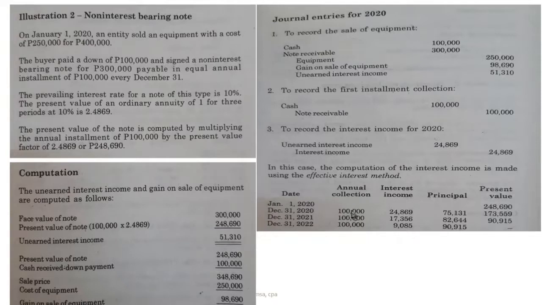Next is, you place here the annual collection. Since every year is 100,000, you place here from December 31, the first payment date, 100,000. Second payment date, 2021, 100,000. And the third payment date, the last one, 100,000. So, you can now plot that.